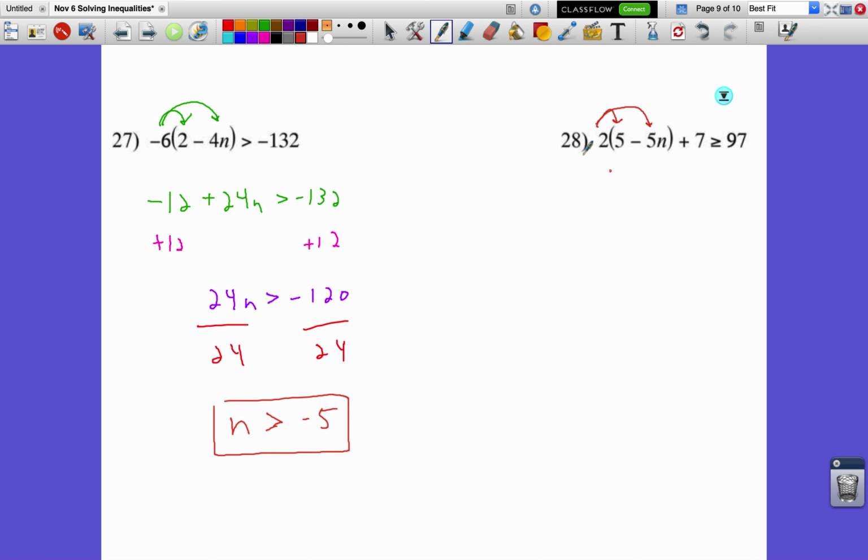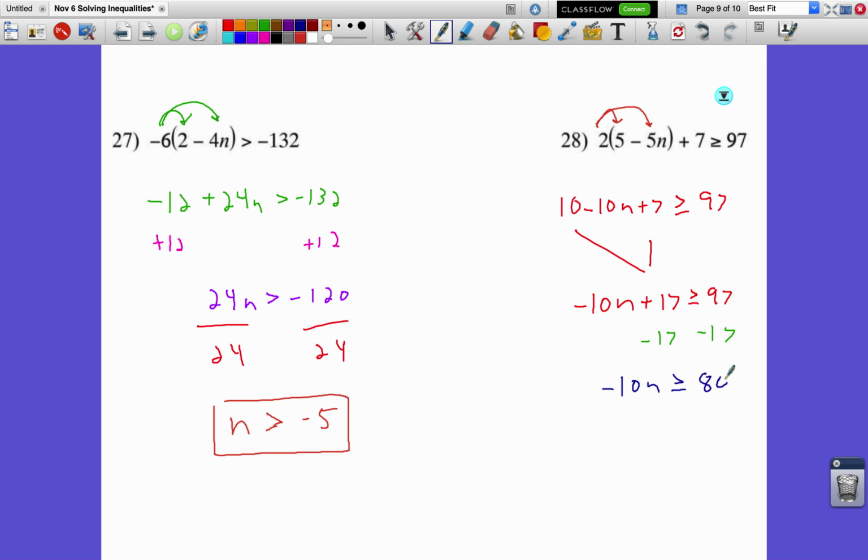All right, again, I see parentheses, so I got to get rid of distribution. 10 minus 10n plus 7 is greater than or equal to 97. Combining like terms, now we got negative 10n plus 17 is greater than or equal to 97. Subtract 17 from both sides. Negative 10n is greater than or equal to 80. Divide by negative 10, divide by negative 10. Our special rule is activated. n is less than or equal to negative 8.